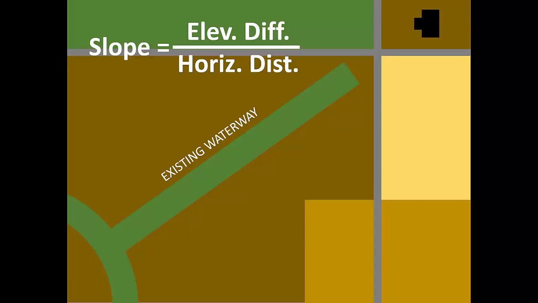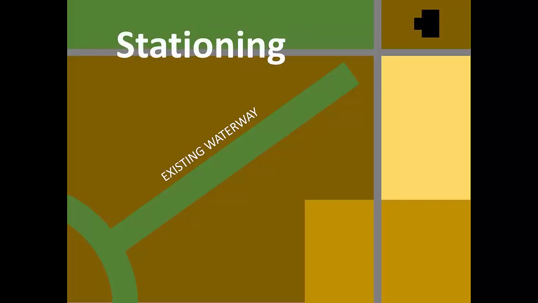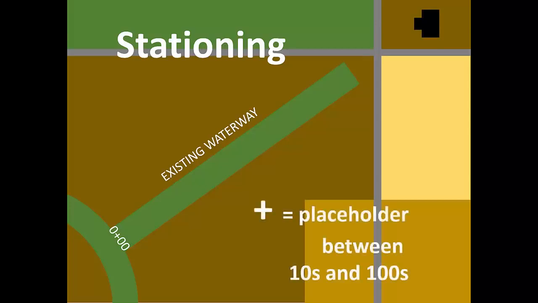For simplicity, we use a system called stationing to indicate horizontal distance. Very similar to mile markers along a highway, stations tell us the distance from an origin point. We'll mark the low end of the waterway with a wood stake labeled with station 0+00. The plus sign in this station is a placeholder between the tens and 100s places. The plus sign identifies this number as a location, just like the highway mile marker.